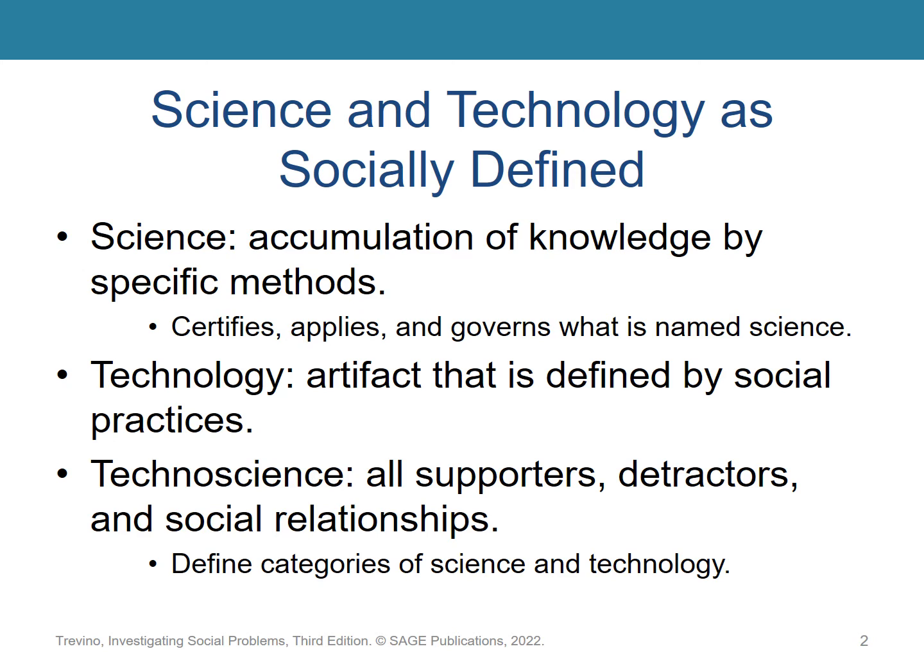So science and technology is socially defined. Science: accumulation of knowledge by specific methods. So it certifies, applies, and governs what is named science. Technology: an artifact that is defined by social practices. Technoscience: all supporters, detractors, and social relationships. Define categories of science and technology. So please be very familiar with these concepts because you will see them again.